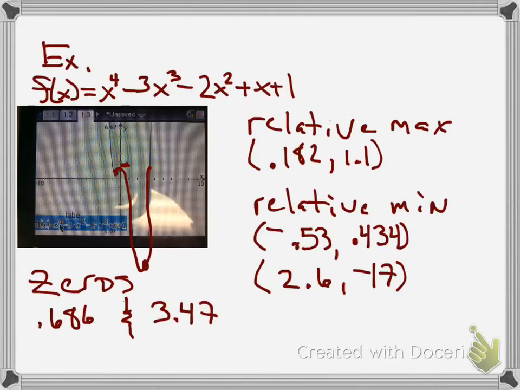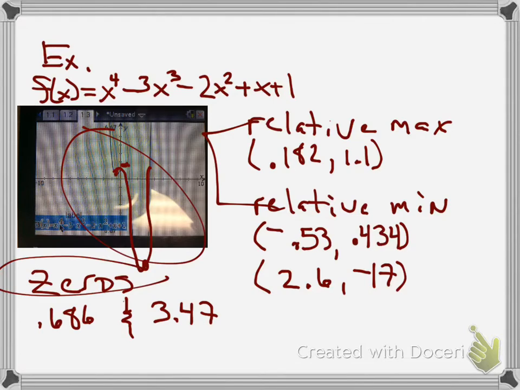So we're going to use the calculator to find these and do a lot of this, and it should hopefully make it fairly easy. The main idea that I want is that you can find the max and mins and the zeros. And we'll discuss their importance later.